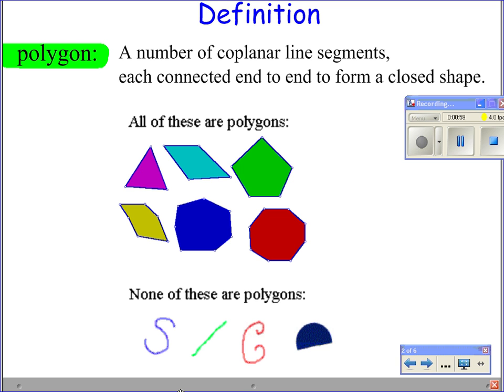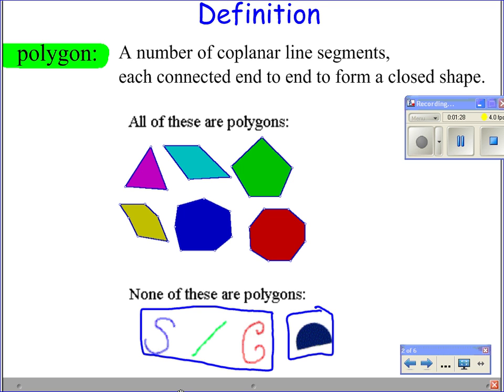The next four examples are examples of things that are not polygons. The last example here has a curved edge that does not have a line segment. In other words, anything that's curved is not classified as a line segment. The previous three are not closed shapes. So you want to make sure that the definition fits for something to be a polygon.